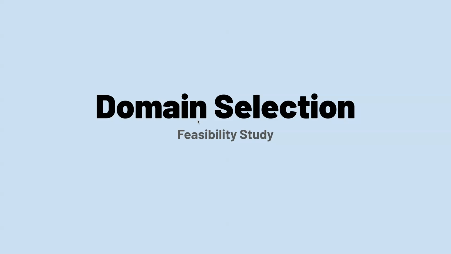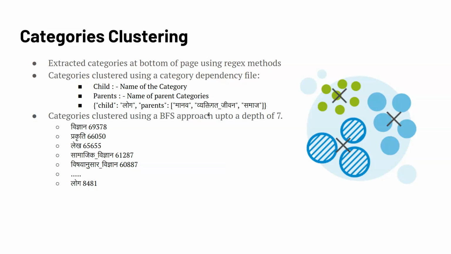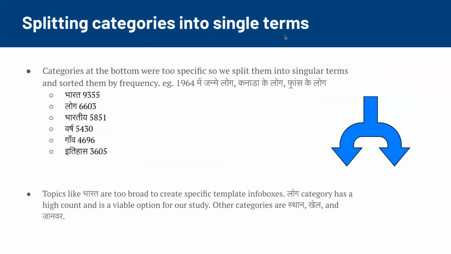Our first step was selecting a domain for which we will be generating infoboxes. For this, we conducted a feasibility study by category clustering. This was a BFS approach up to a depth of 7. These were the results. We also split the categories into single terms. We found that topics like Bharat and Vigyan were too broad to create specific template infoboxes.